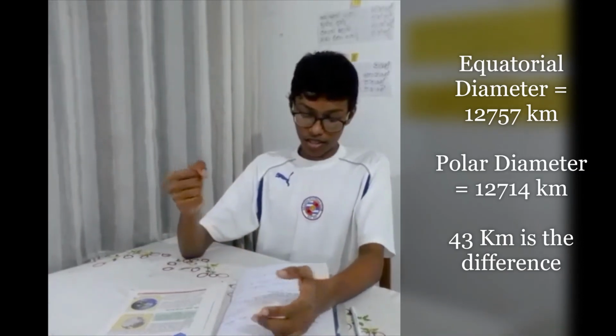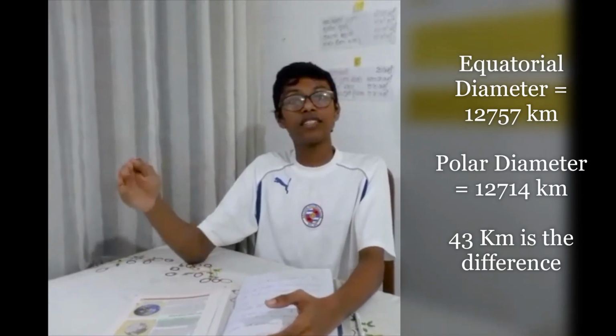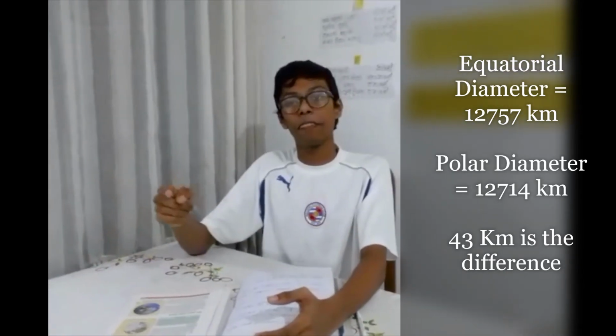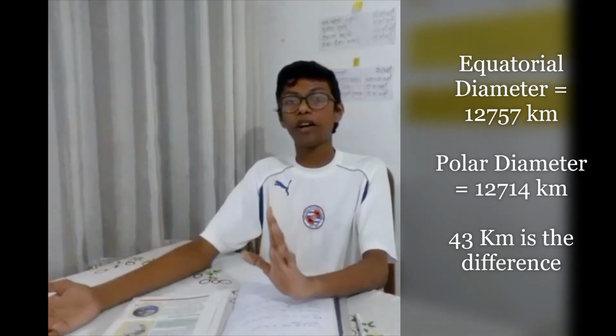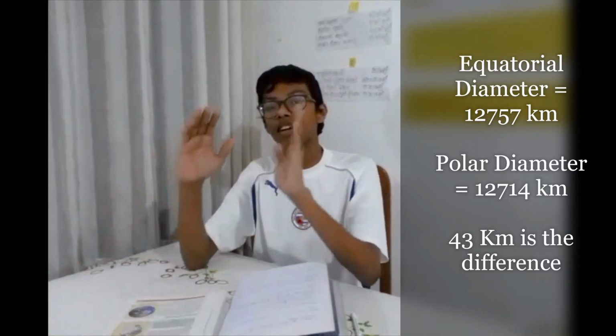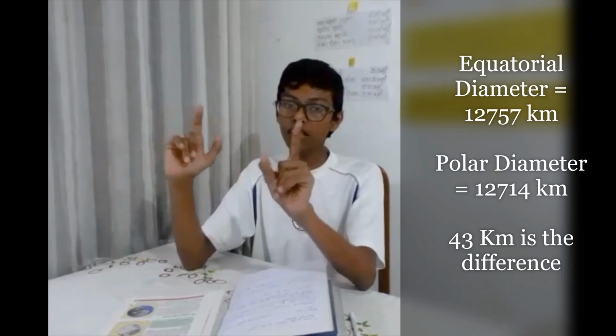And that proves the Earth is not a mathematical globe. A mathematical globe would be equal in diameter and circumference everywhere. So this is not such a globe, right? And the surface area of the Earth is 510 million square kilometers.